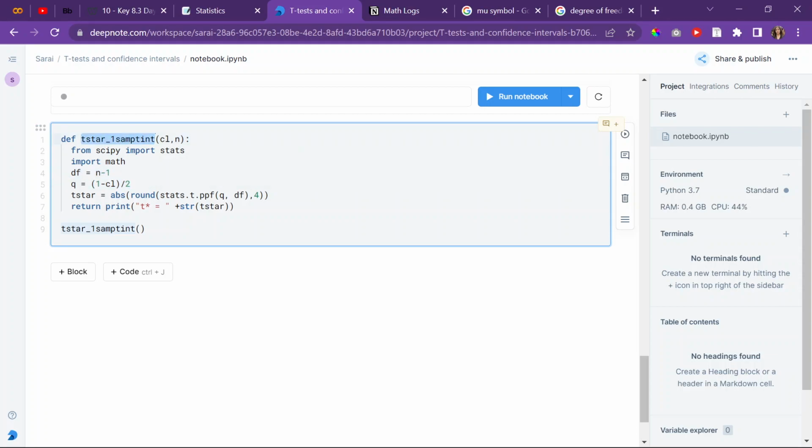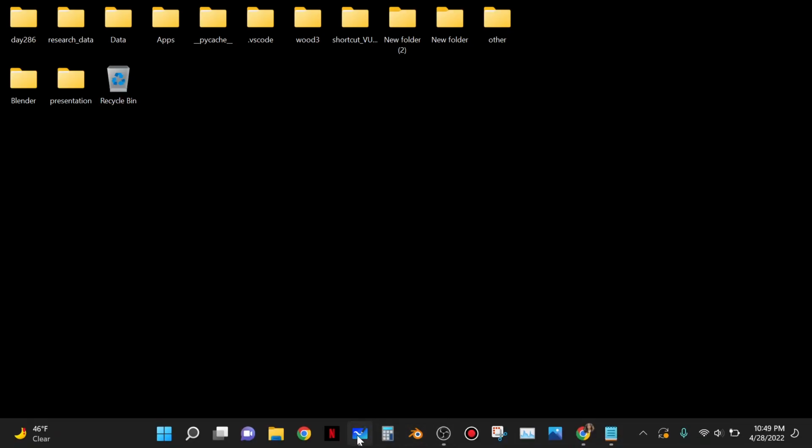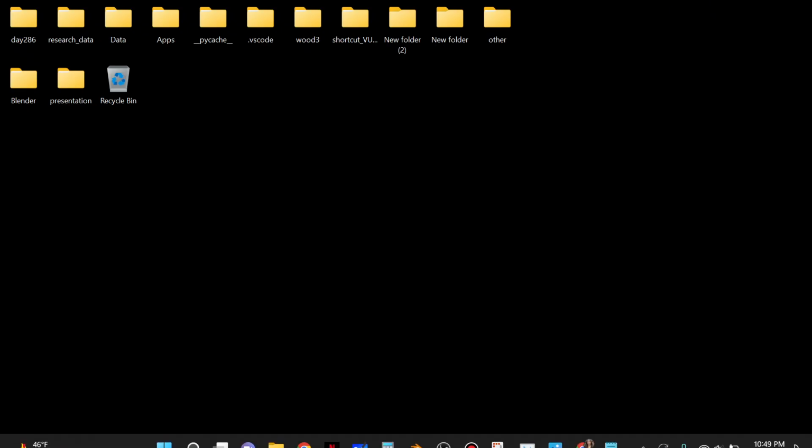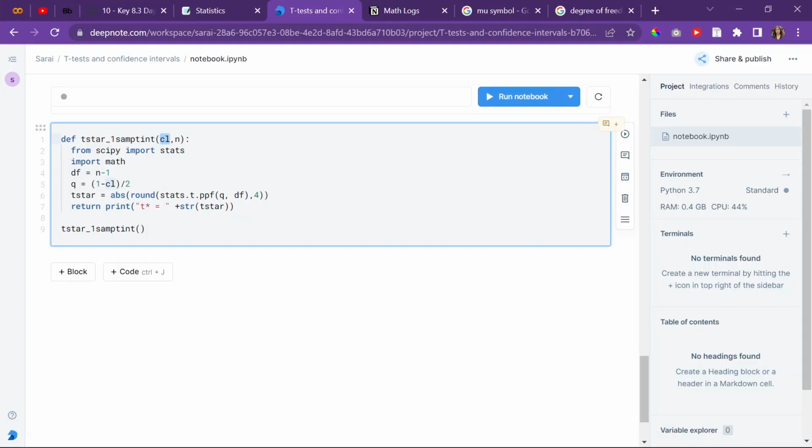And inside the function, you just have to put in your confidence level, which is how confident you're going to be that whatever you're estimating is going to lie within the interval that you're calculating. In this case, it's 95%. Let me check. Okay, back up. Yeah, 95% confidence interval, which is your CL. And then your sample size, which is 30. So put in 0.95 and then 30 and run that, and it's going to take a little while. Just wait for a second. And it should give you your T star.